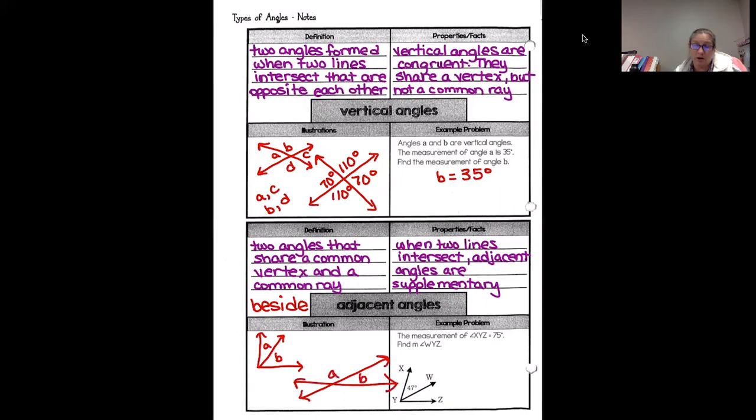A and B are adjacent angles. A and D are also adjacent angles. A and B, B and C, C and D, D and A are all adjacent angles. A and C are vertical, B and D are vertical.